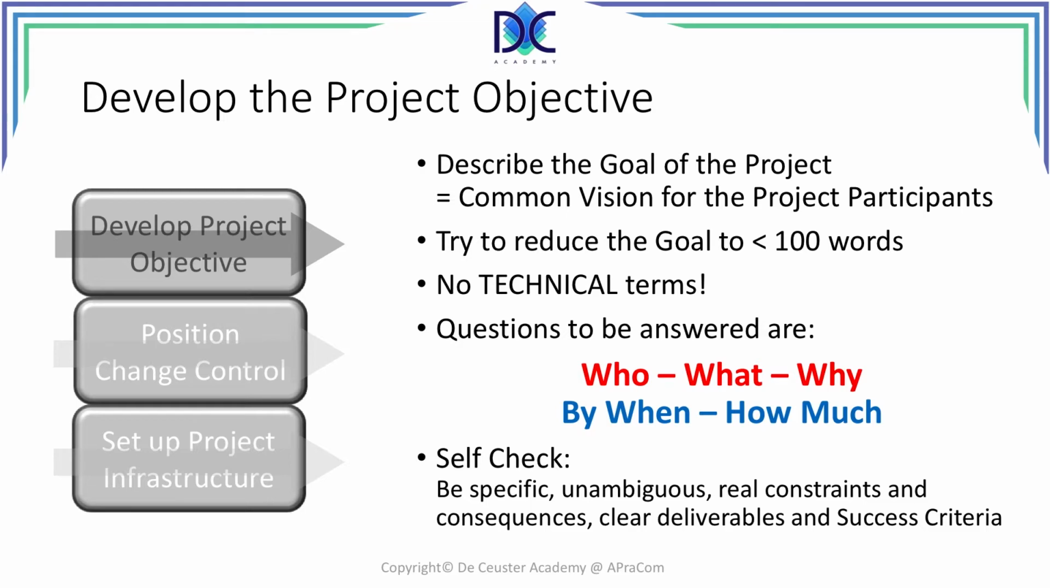When you finish the objective, you can check if it's compliant with all the rules. The descriptions should be specific, unambiguous. There should be real constraints and consequences when it doesn't work out the way we planned. The deliverables should be clear, and there should be success criteria identified. All these things have to be done in this project objective in less than 100 words.